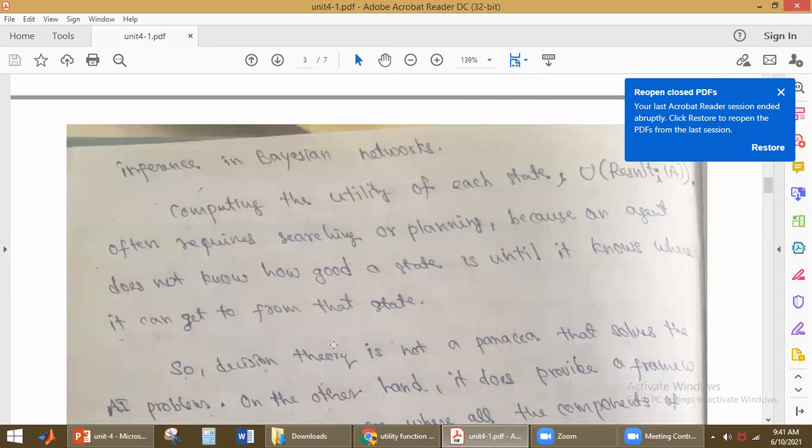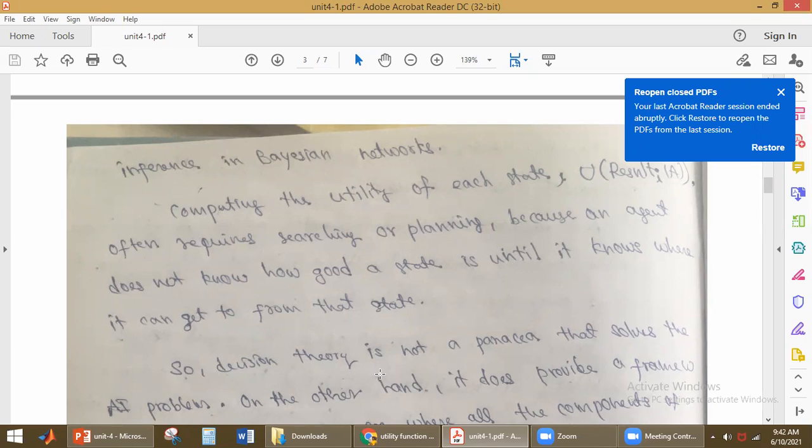Computing the utility of each state, the result of A, often requires searching or planning because the agent does not know how good a state is until it knows where it can get to from that state. The agent is assigning some value to each and every outcome. That is the utility I told you about. Assigning a value to each outcome requires searching and planning properly. Otherwise it is not possible to assign the value to each and every outcome.